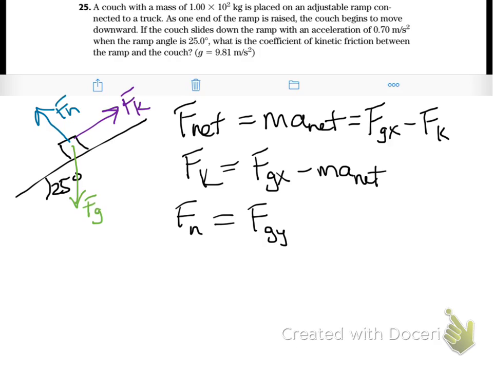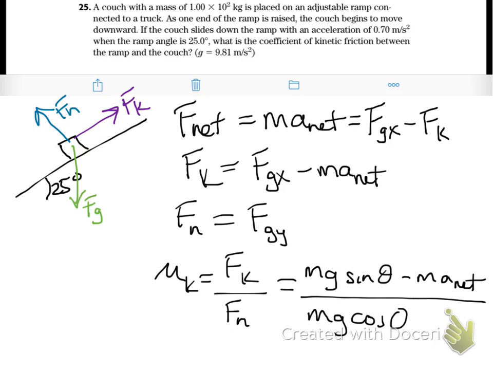Now that I have F_k and F_n, what we're going to do is put together our coefficient expression. Our coefficient of kinetic friction is the force due to kinetic friction divided by our normal force. We're now going to go ahead and substitute in our two expressions above for F_k and F_n. When we substitute them, I'm going to go ahead and expand out F_g to be represented as mass times the acceleration due to gravity. So you'll see here we have mg sine theta minus ma_net divided by mg cosine theta.